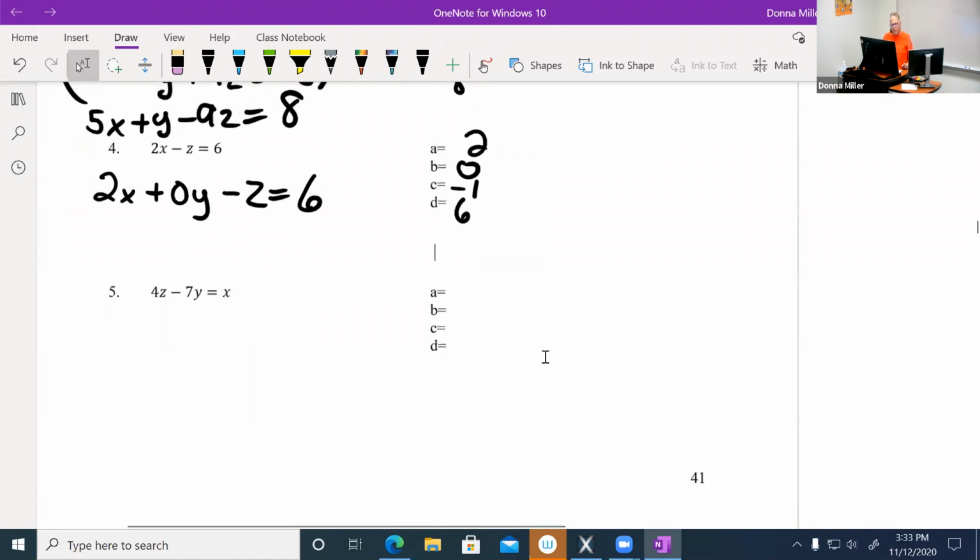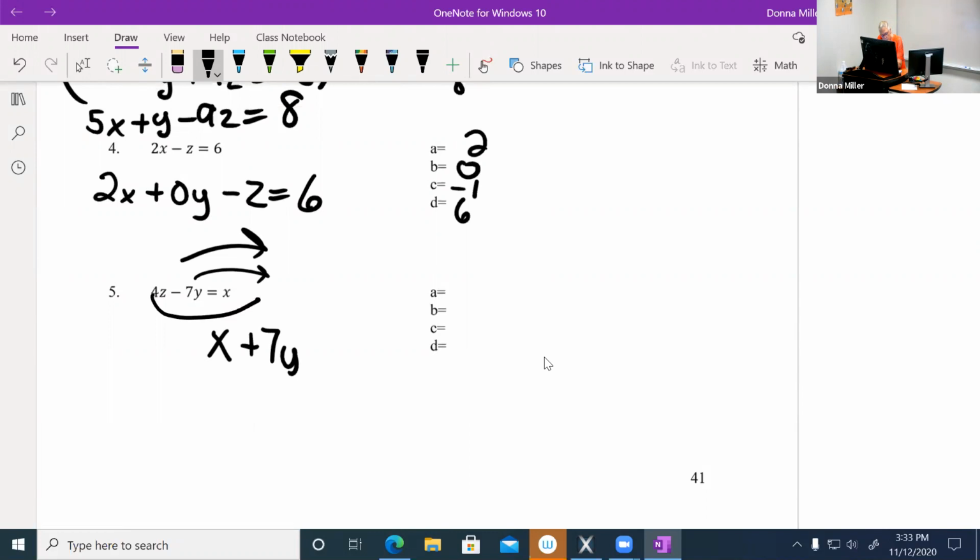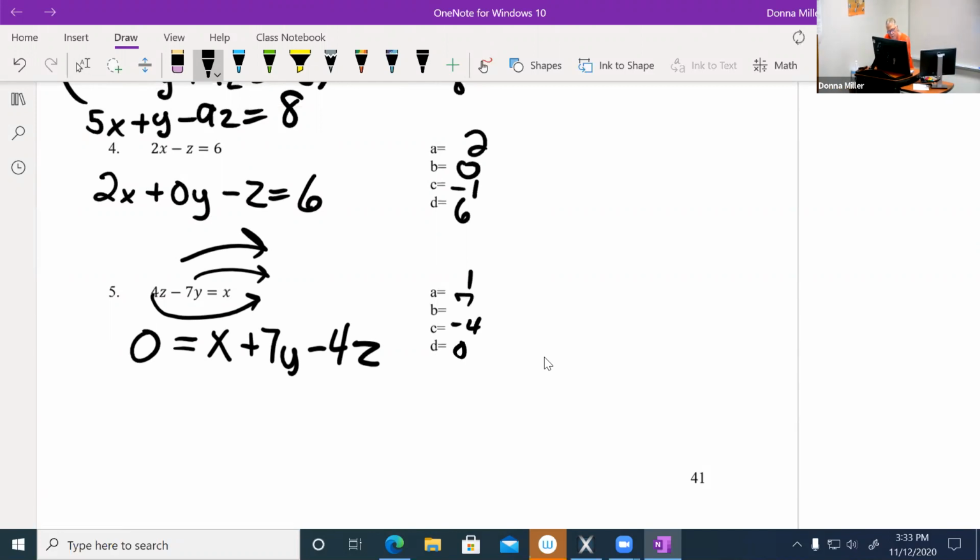So this next one, I'm going to move everything this way because x is positive. So I'm going to move the minus 7y over, so it becomes a plus 7y. Move the negative 4z over, so it becomes positive 4z. I have nothing left over there, so it's 0. 1, 7, negative 4, 0. You always put them in alphabetical order, X, Y, Z, answer.